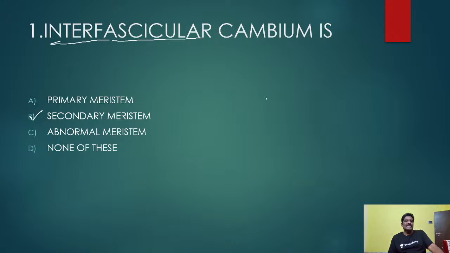Meristems are divided into primary meristems and secondary meristems. The primary meristems are formed early in the development of the plant, but secondary meristems are formed afterwards, later in the life cycle of the plant. Under the secondary meristems come the interfascicular cambium and also the cork cambium. These two are very important for secondary growth.